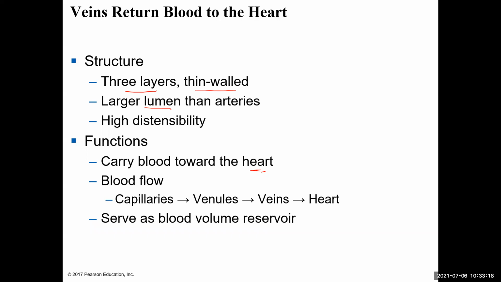And so the blood flow for the veins is leaving the capillaries to the venules, to the veins, and to the heart. And the veins actually do serve as a blood volume reservoir, and it kind of holds blood in our body as it's rotating through the circulatory system.